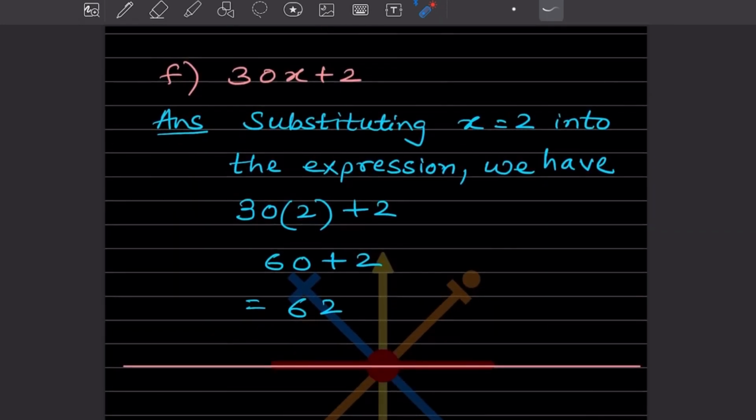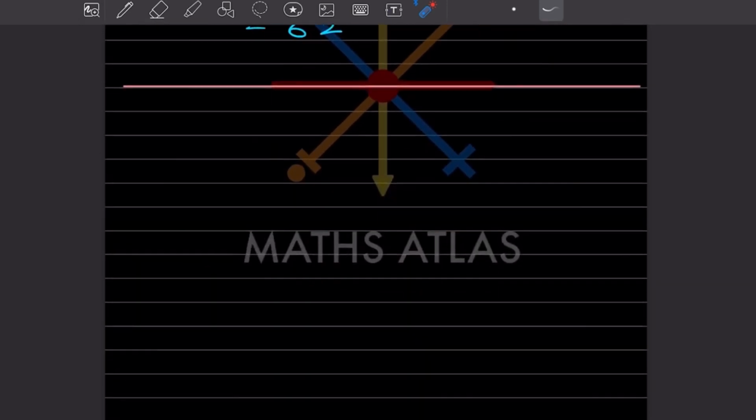The next problem, 30x plus 2. So here you are going to put x as 2, this will be 60. 60 plus 2 is 62.